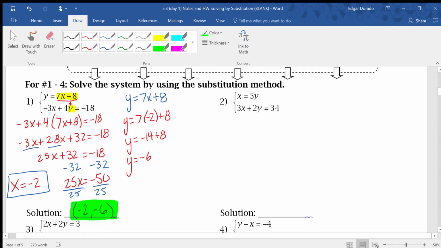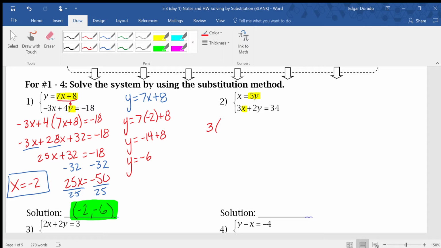Alright guys, so hopefully you had a chance to try out number 2. Again, the first thing you should ask yourself is, what variable is already solved all by itself in number 2? Well, if you can see the first equation, x equals 5y, they're already telling us what x is. So why can't I just put that 5y there? Well, there's nothing holding us back, so let's go ahead and do it.